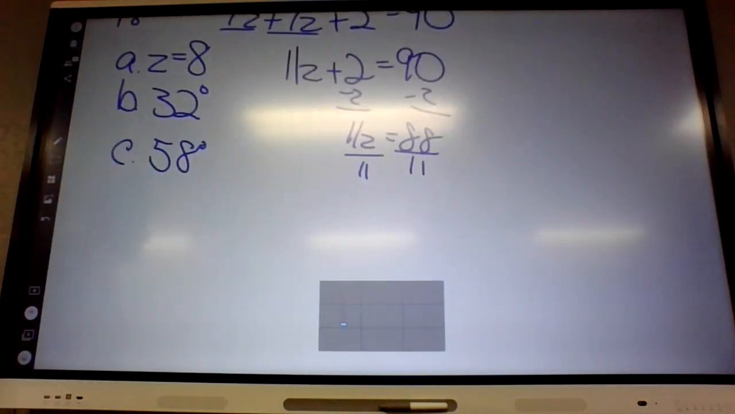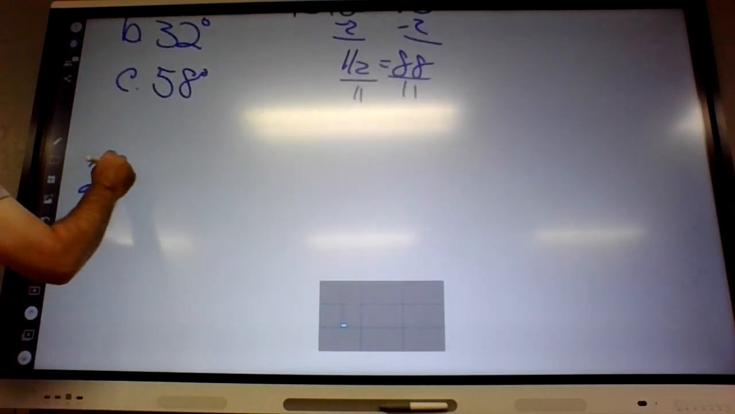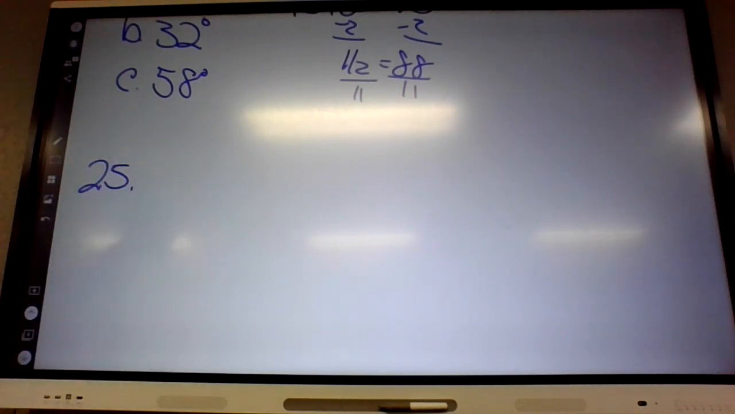What if we don't put a little degree symbol? I'm not going to count it wrong.